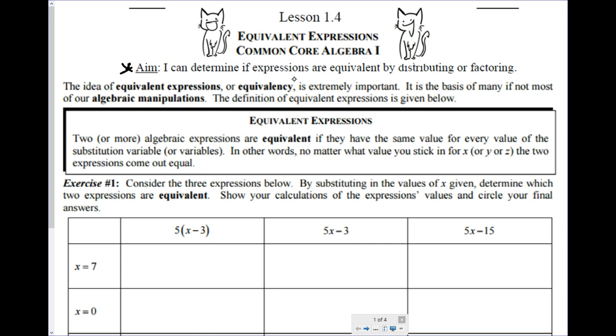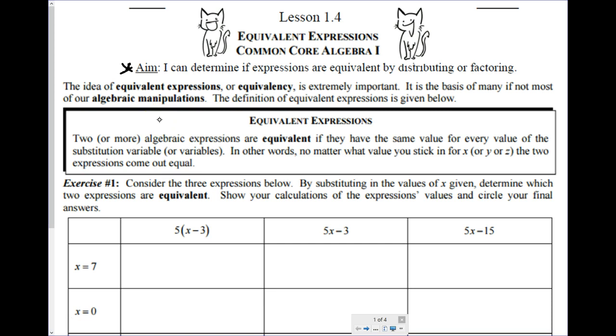Now there's a lot of reading here, and I think it's really important we read, so we're going to read this together. The idea of equivalent expressions, or equivalency, is extremely important. It is the basis of many, if not most, of our algebraic manipulations. Algebraic manipulation means how we use algebra and the ways we go about it. So we really need to think about equivalency as being something we're using every day.